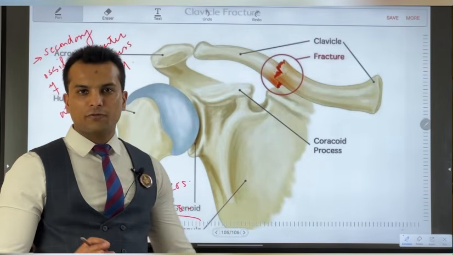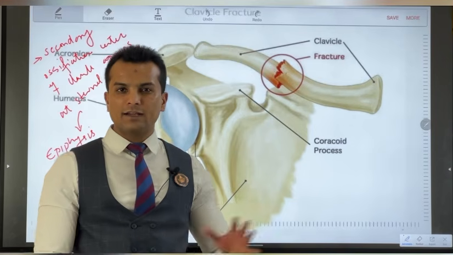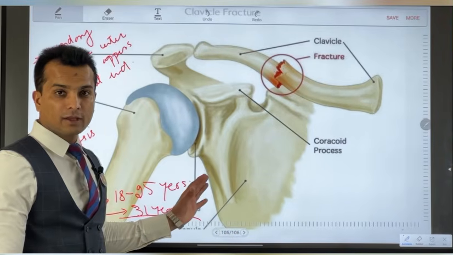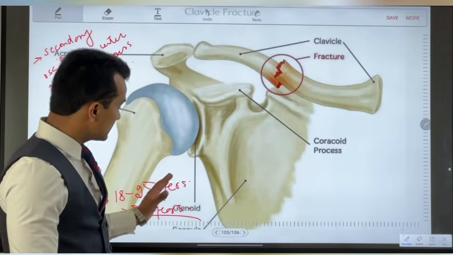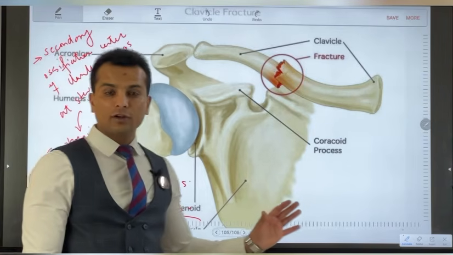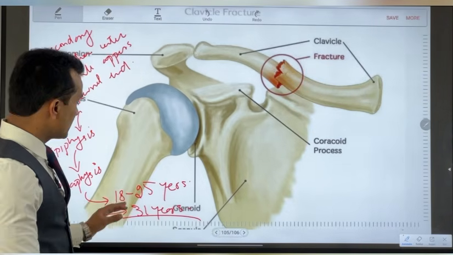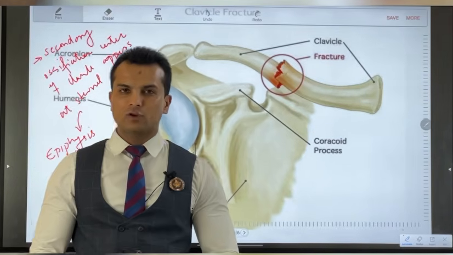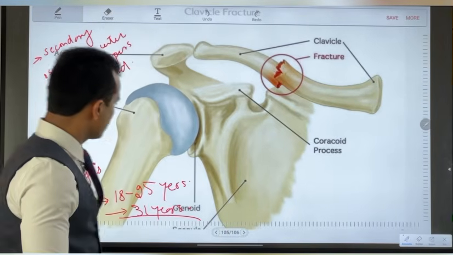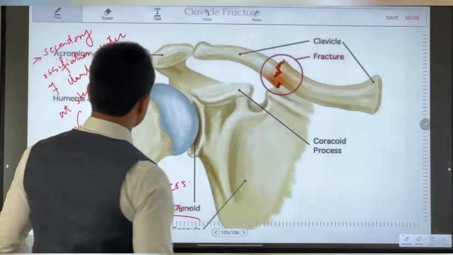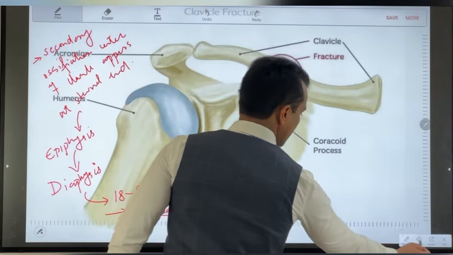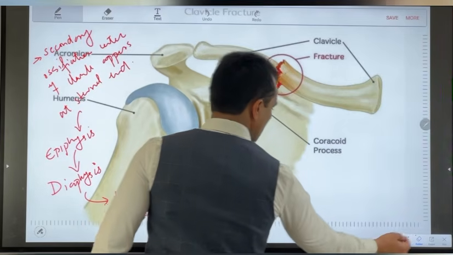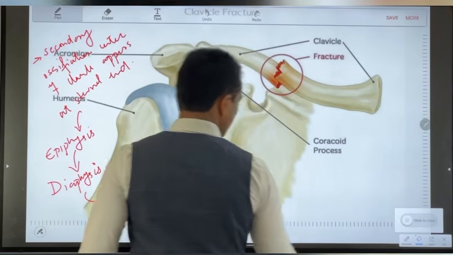So remember, the first bone which ossifies is the clavicle, but its epiphysis is the last, the only long bone whose epiphysis completely ossifies by age of 31 years. So remember this important point also, please. The epiphysis will completely ossify by age of 31 years through the secondary ossification center.